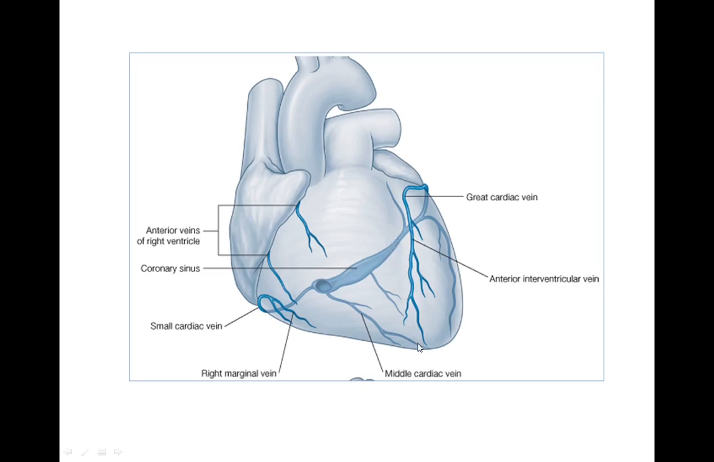Can you get it? Great cardiac vein. Here it starts. Then it goes up. Then it reaches the left part of the coronary sulcus. Then it winds around the left border of the heart. Then it traverses the posterior part of the coronary sulcus. Sulcus, I am saying sulcus. Then it opens into the left end of the coronary sinus. Sinus is the venous channel; sulcus is the groove over the heart.